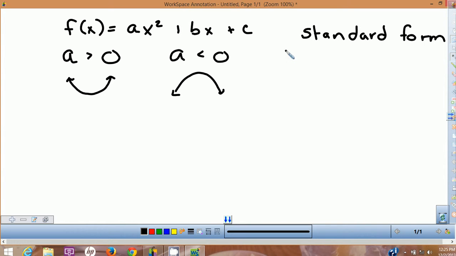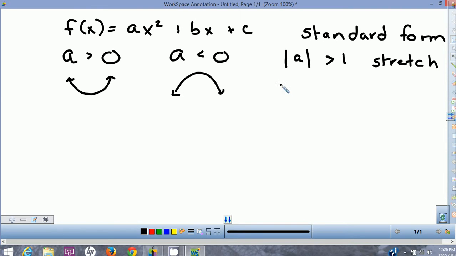We also know that if we take the absolute value of a and it's greater than 1, we've got a stretch. Our function is going to stretch up big and tall. It's going to be tall and skinny. And if the absolute value of a is between 0 and 1, then we have a vertical shrink. It's going to come down closer to the x-axis, and it's going to be short and fat.